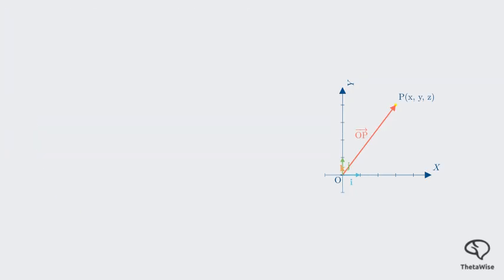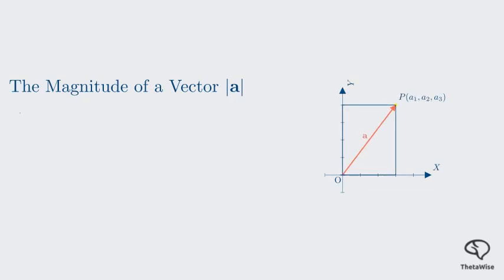For our first objective, let's learn how to find the magnitude or length of a vector. The magnitude of a vector is simply its length. We can visualize this using the Pythagorean theorem in 3D. Consider a position vector A with components A1, A2, and A3, which points from the origin O to a point P. The magnitude of vector A, denoted by |A|, is the distance from the origin to the point P. We can calculate this by applying the Pythagorean theorem twice. Let's see this in action with an example.